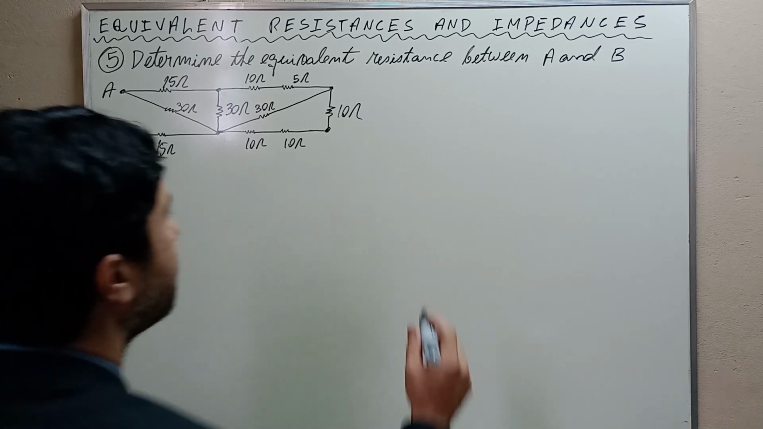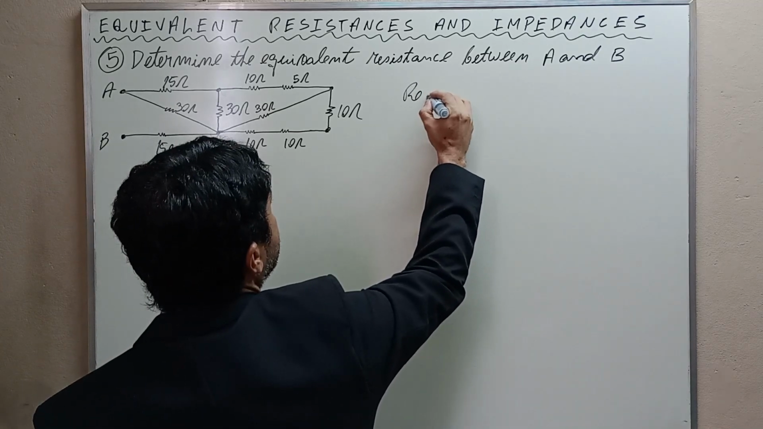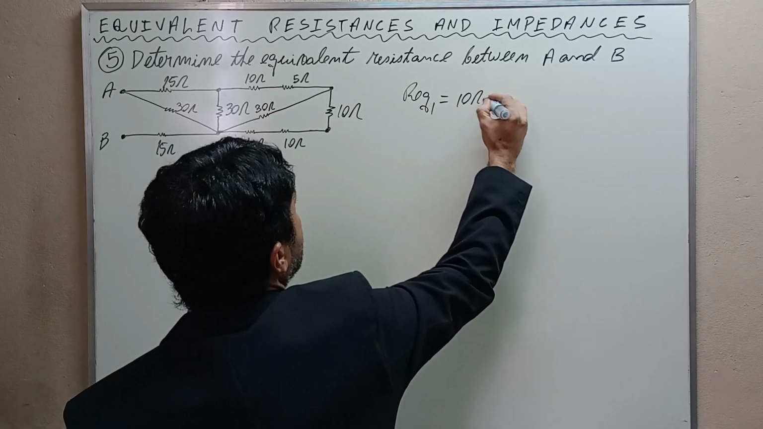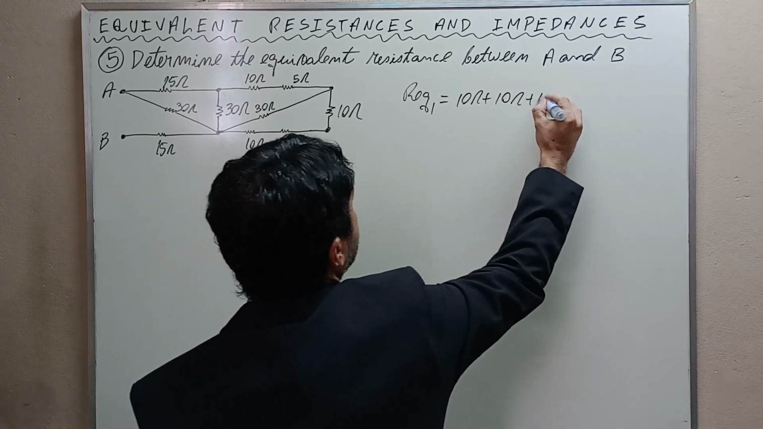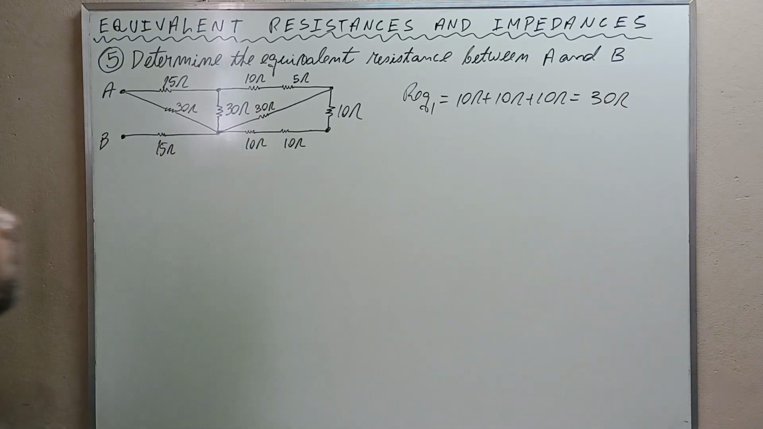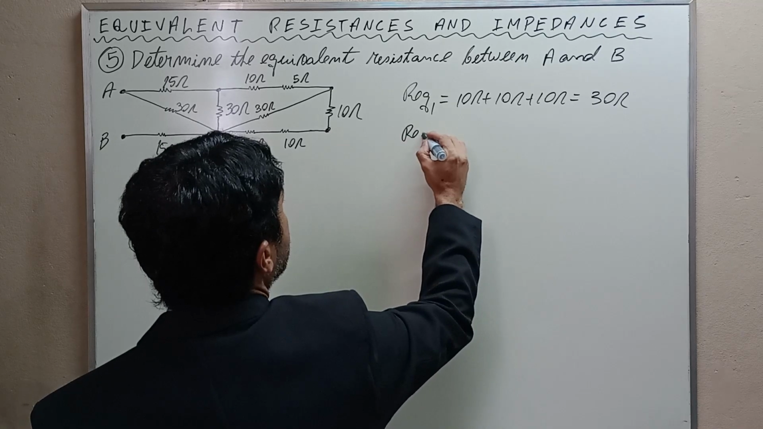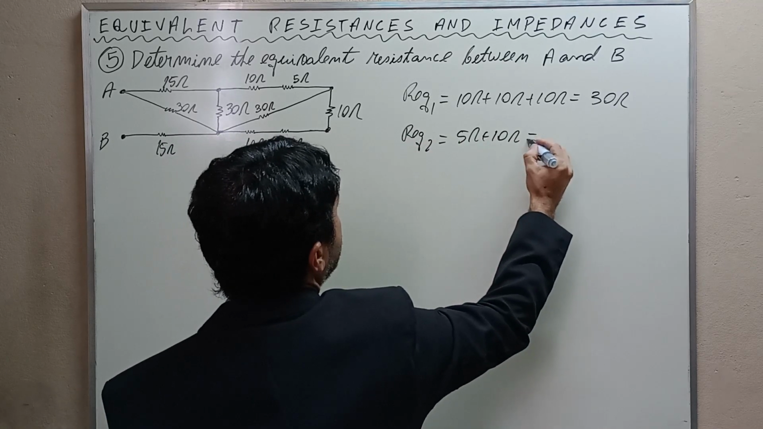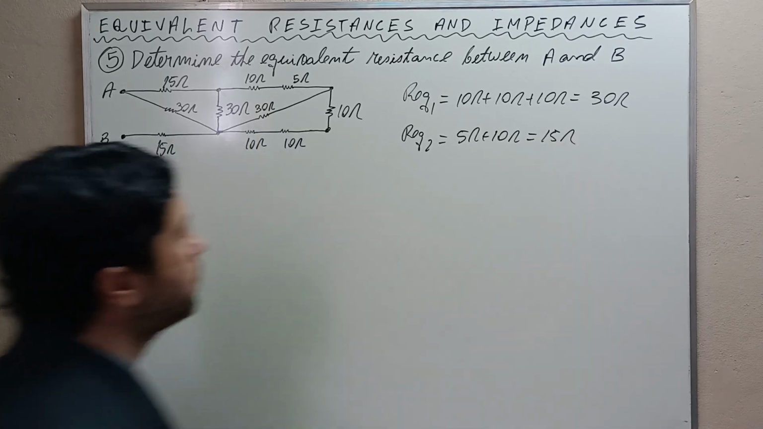Thus, equivalent resistance number 1 is 10 plus 10 plus 10, which is 30 ohms. And the equivalent resistance number 2, 5 plus 10, which is 15.